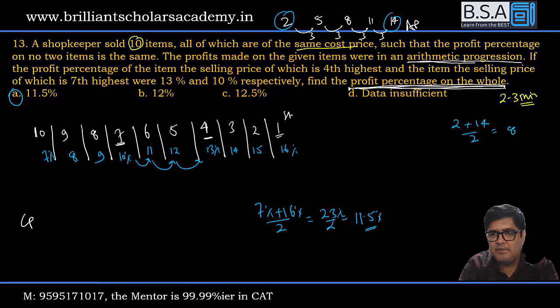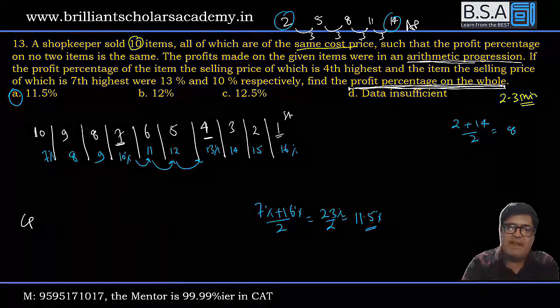That is the AP method. First plus last upon 2. That is the average of arithmetic progression. You do not have to add all of these. One more way is there.